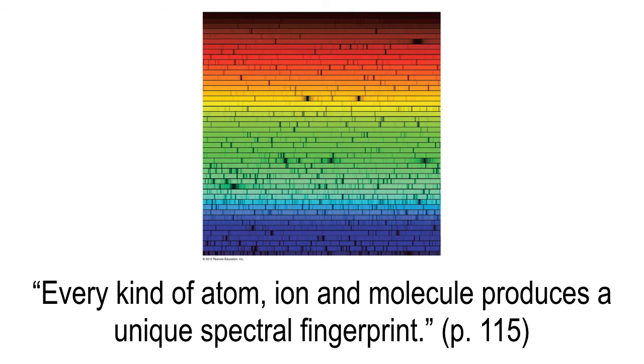As a note to you from the textbook, every kind of atom and ion and molecule produces a unique spectral fingerprint. And it could be anywhere in the spectrum. This is a picture of the sun spectrum. And when you look at the sun spectrum, it's kind of a curious looking spectrum. It's a continuous spectrum with kind of bullet holes in it. Okay, there's a gap, and all those little black spaces are gaps, missing colors.